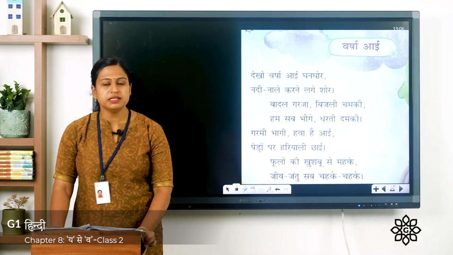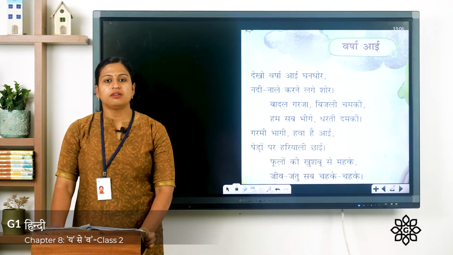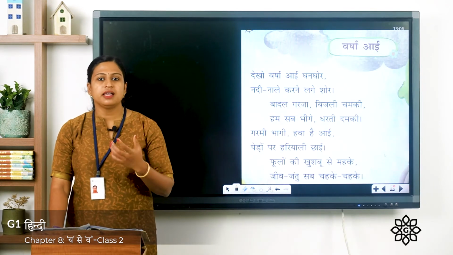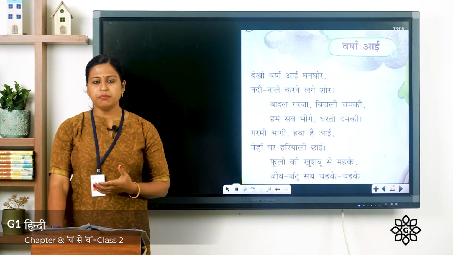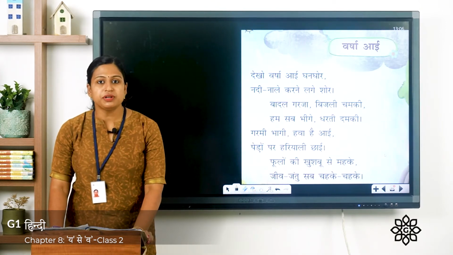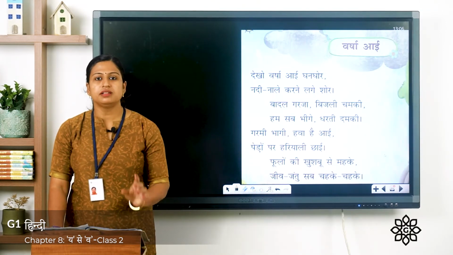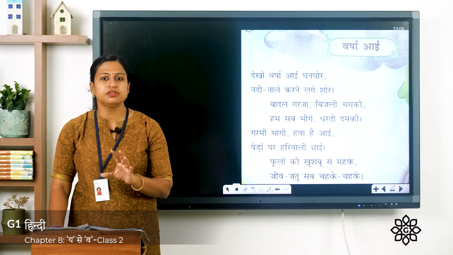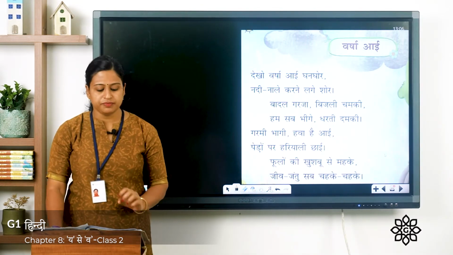The name of the poem is Varsha Aayi. Varsha means rain, Aayi means came. So the name of the poem means it started raining. Now I am going to read this poem, and you have to listen very carefully to the pronunciations of each word.